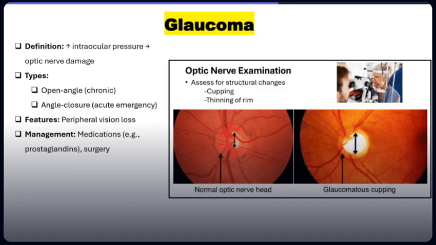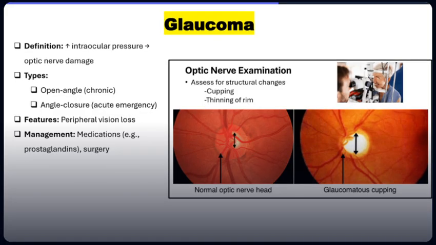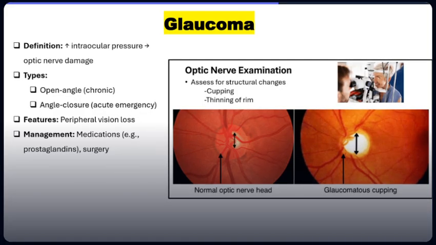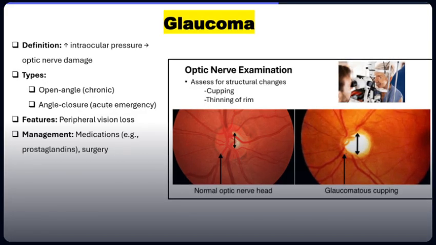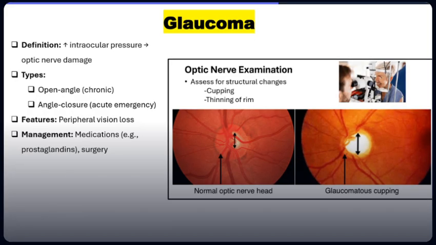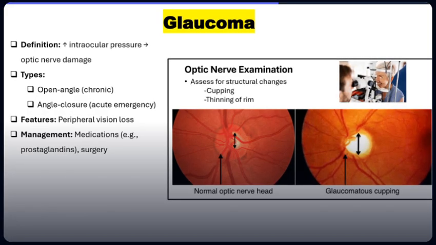Compare the two fundus images. Notice how the cupping in the right image represents the physical excavation of the optic disc, as the neuroretinal rim, the bundle of over 1 million ganglion cell axons, systematically thins and dies.